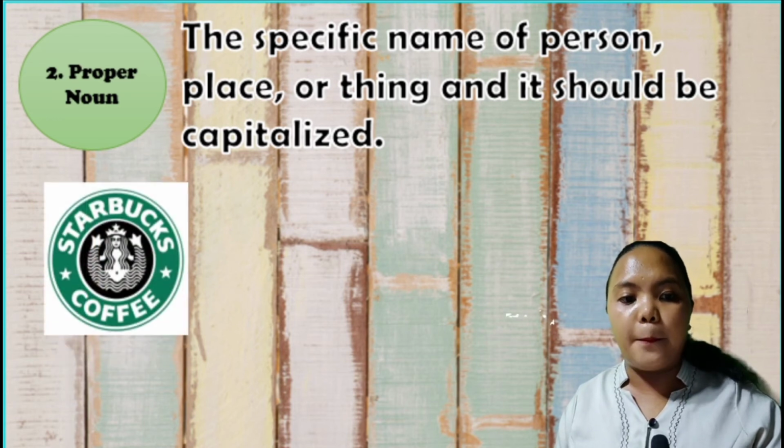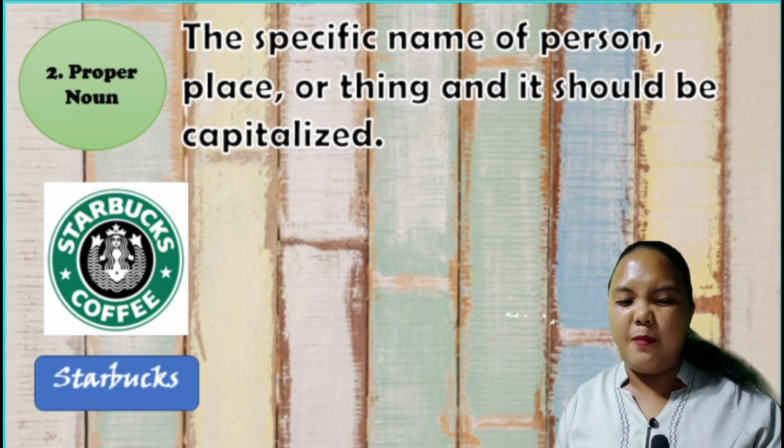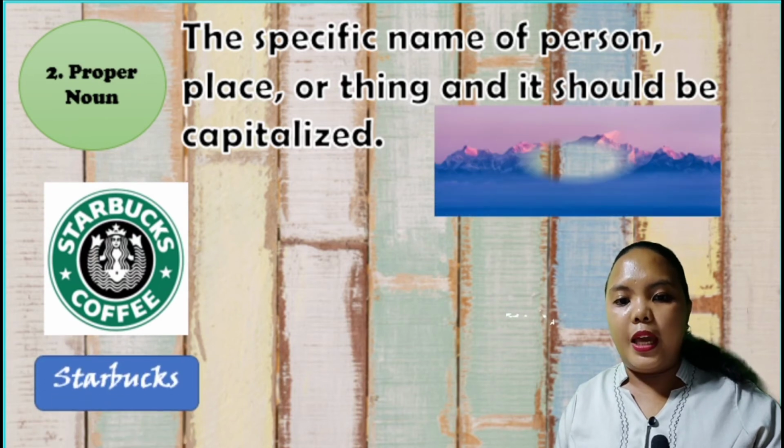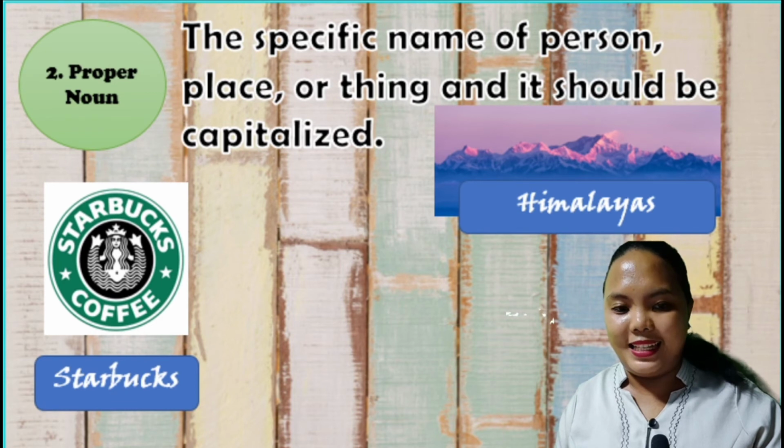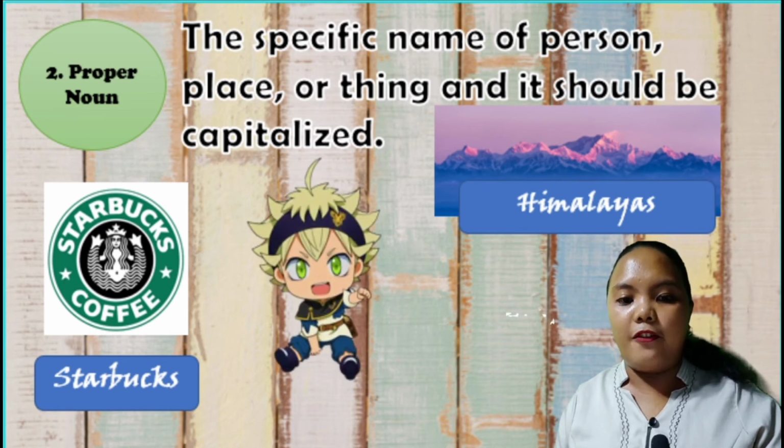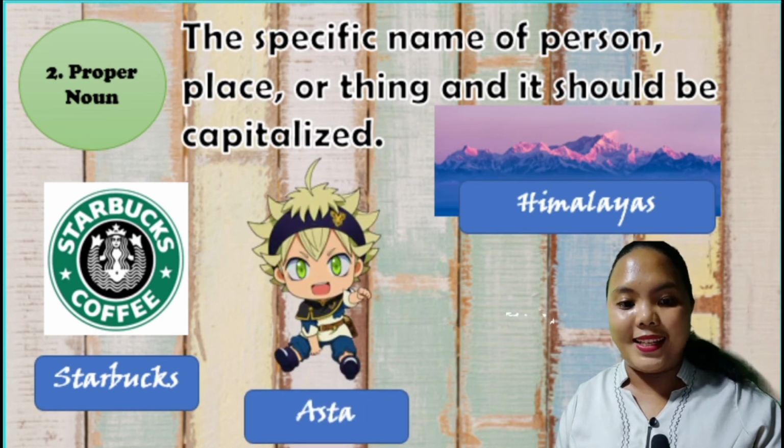For example, we have here the brand name Starbucks, the place Himalayas, and the name of a boy, Asta. These are what we call proper nouns. Again, they are a specific name of a person, place, or thing, and it should be capitalized.